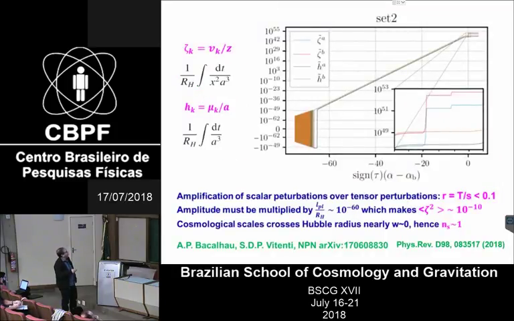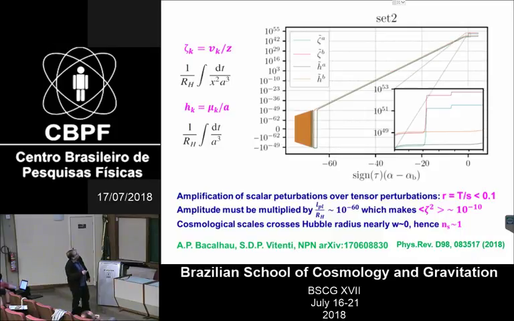And in fact, we have calculated everything numerically. And then you see, when k square is much bigger than z'' over z, the fluctuations oscillate. Then they go beyond the Hubble radius, and then they increase. So these are the scalar perturbations and tensor perturbations. Note that they go at the same pace, and they have almost the same amplitude. But here, near the quantum bounce, the scalar perturbations get increased with respect to tensor perturbations. Okay.